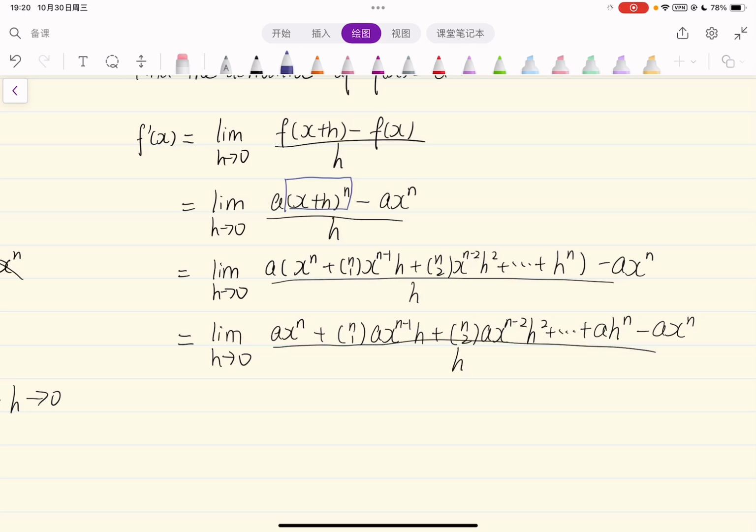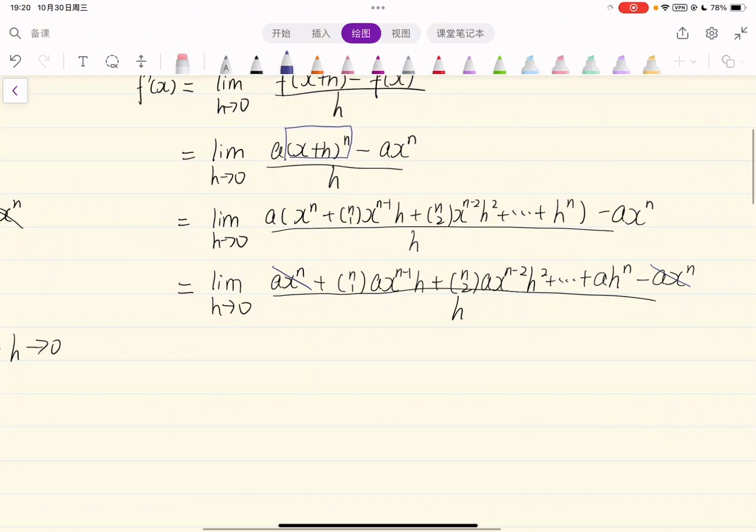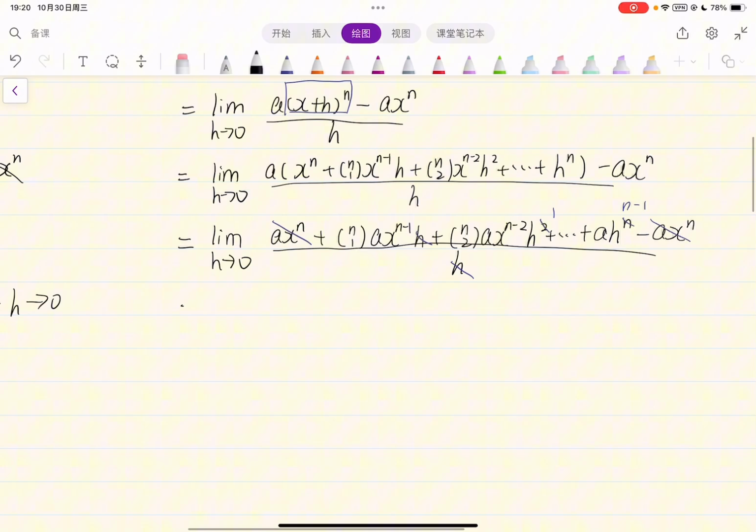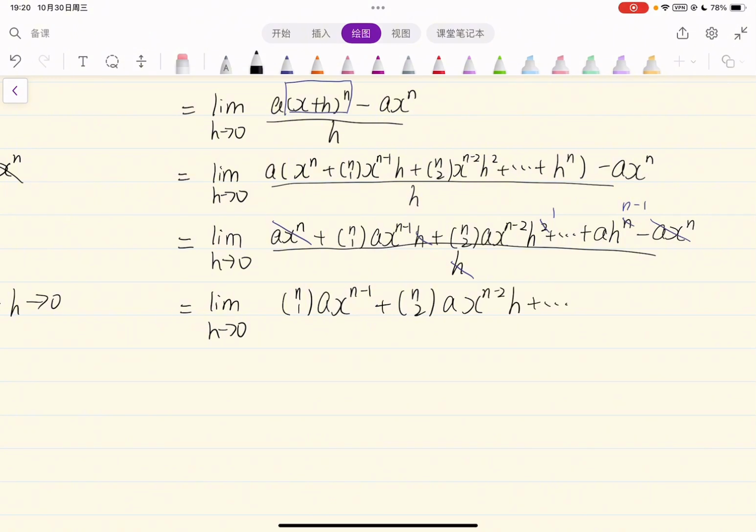We can see that we can cancel the term a times x to the power of n. And then we need to divide by h. So what we have is the limit as h tends to 0 of n choose 1, a times x to the power of n minus 1, plus n choose 2, a times x to the power of n minus 2 h, plus so on, plus a times h to the power of n minus 1.